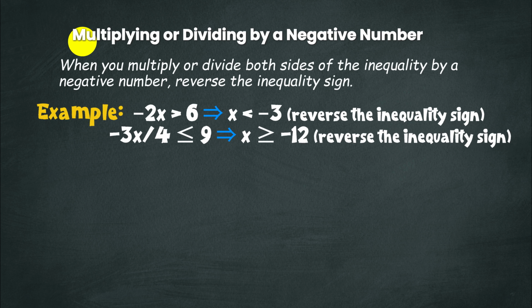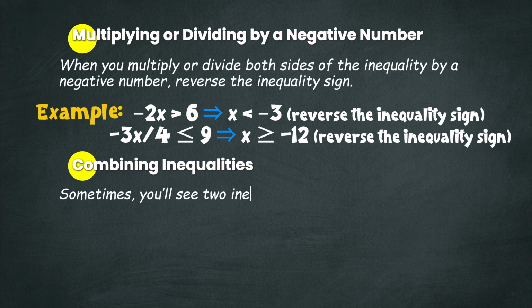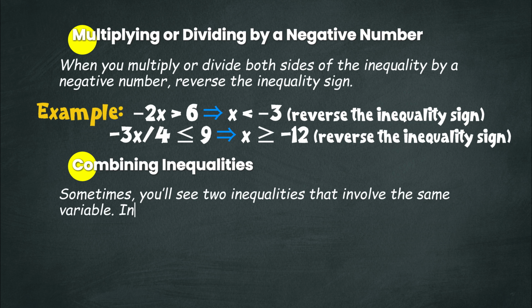Another example, -3x/4 ≤ 9. We multiply both sides by -4/3, flip the sign, and get x ≥ -12. Combining inequalities. Sometimes you'll see two inequalities that involve the same variable.